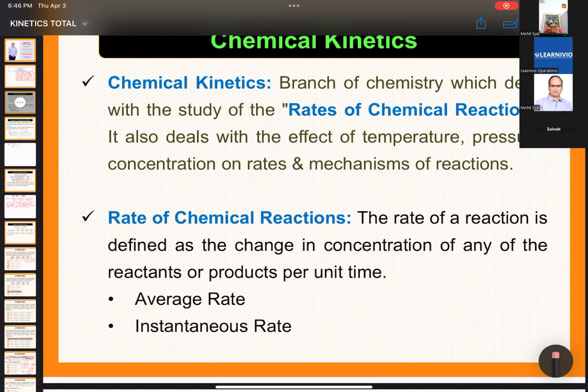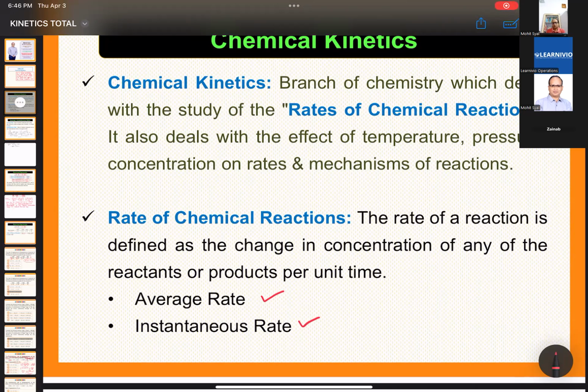And there are certain reactions which are neither very fast nor very slow. So you have reactions with different speeds, and you measure their speed in this chapter. The speed or the rate can be average rate or instantaneous rate. How do you measure the speed? What do you measure? Can you tell me?